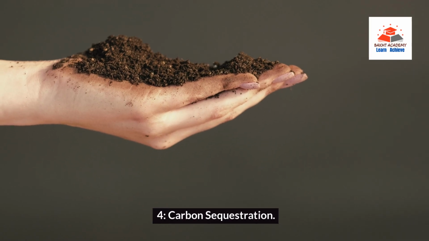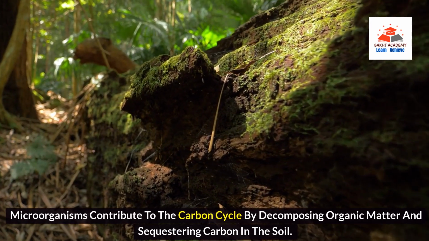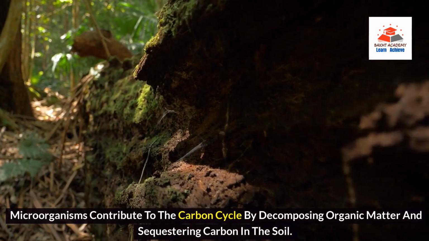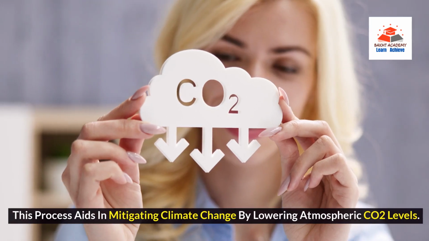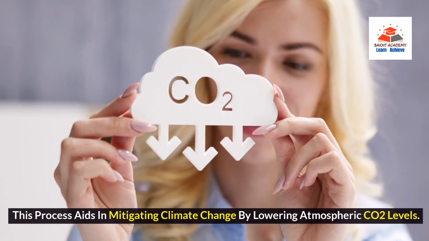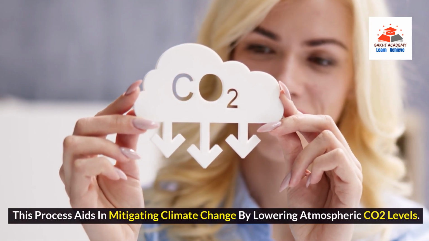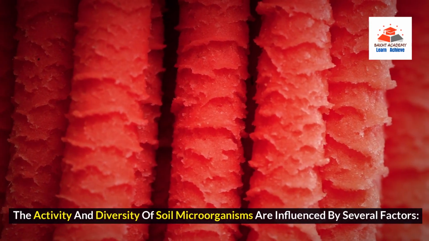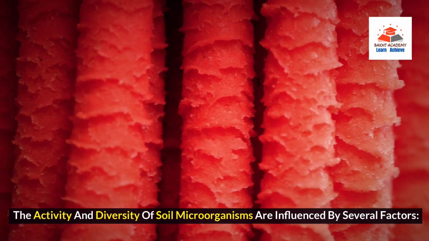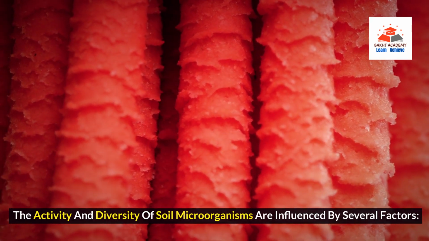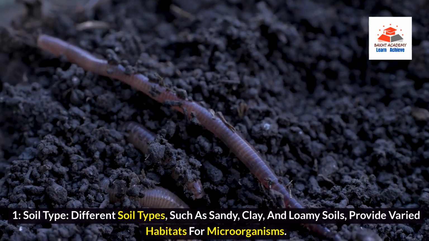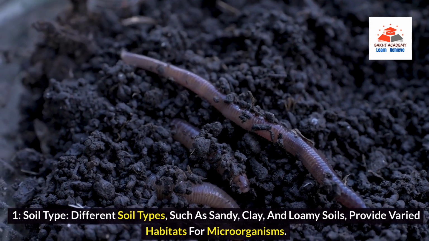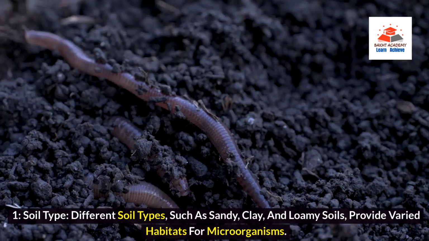4. Carbon sequestration. Microorganisms contribute to the carbon cycle by decomposing organic matter and sequestering carbon in the soil. This process aids in mitigating climate change by lowering atmospheric CO2 levels. Factors affecting microorganism activity. The activity and diversity of soil microorganisms are influenced by several factors. 1. Soil type. Different soil types, such as sandy, clay, and loamy soils, provide varied habitats for microorganisms.